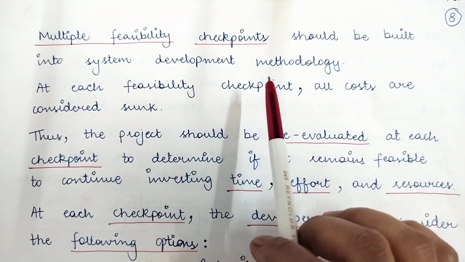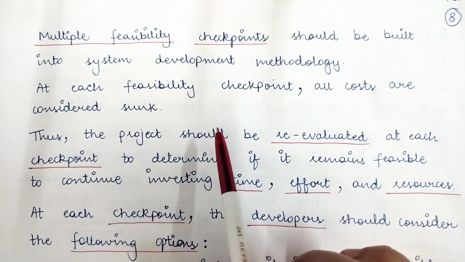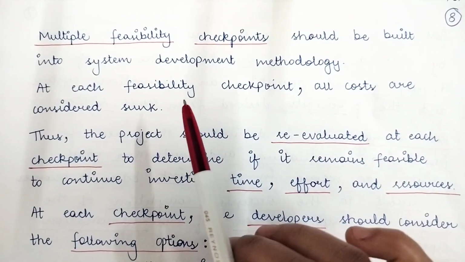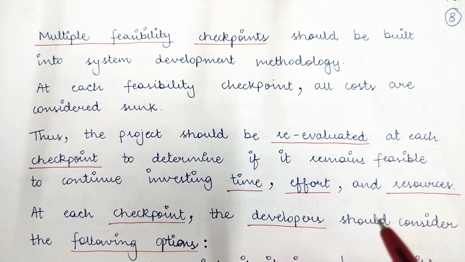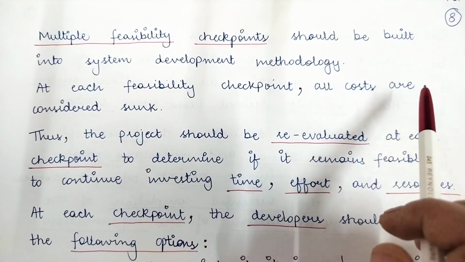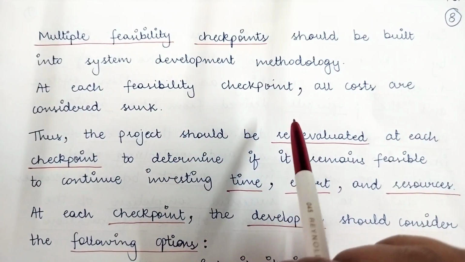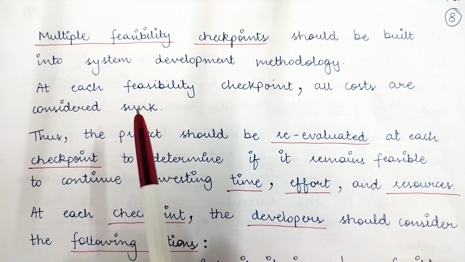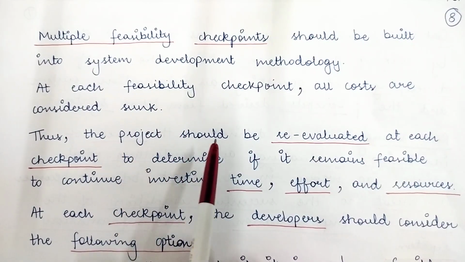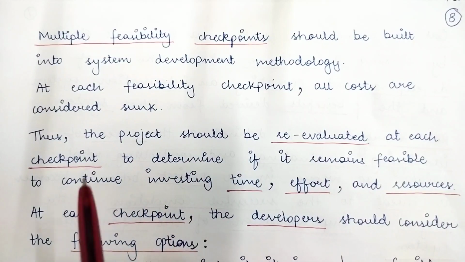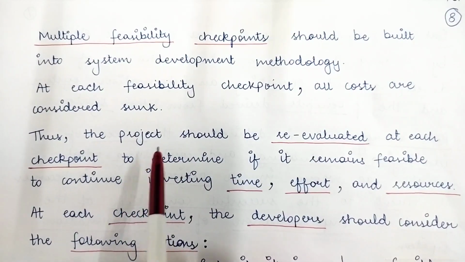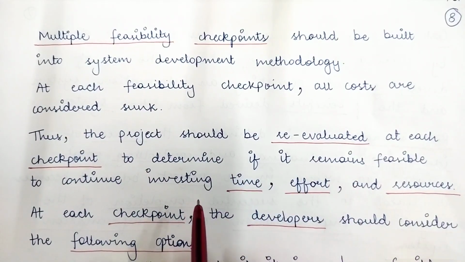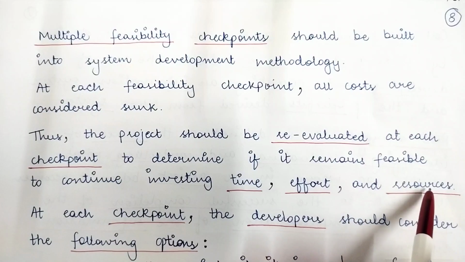Now, at each feasibility checkpoint, all costs are considered sunk. When I say all costs are considered sunk, that means non-recoverable. So at every feasibility checkpoint you consider that the costs incurred or involved in the development of this particular phase would be unrecoverable. So the project should be re-evaluated at each checkpoint, not just once, but at each checkpoint to determine if it remains feasible to continue investing time, effort and resources.